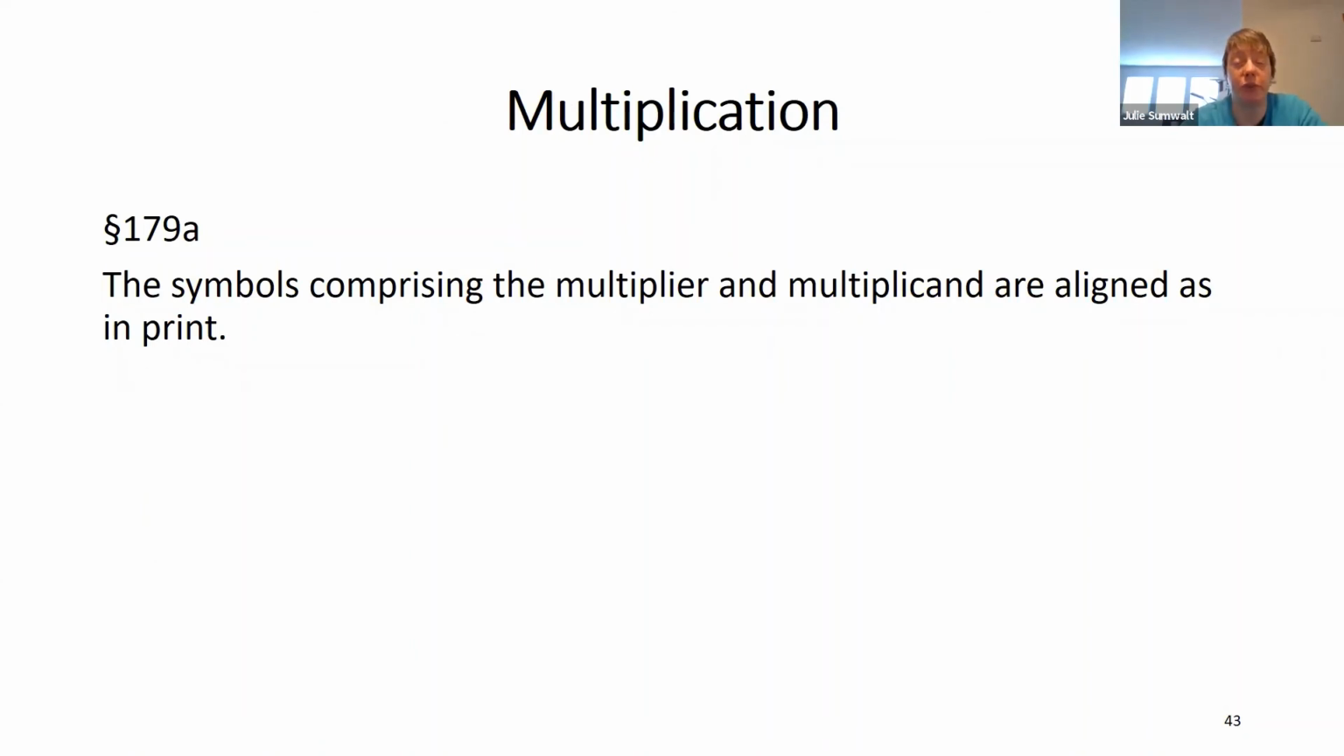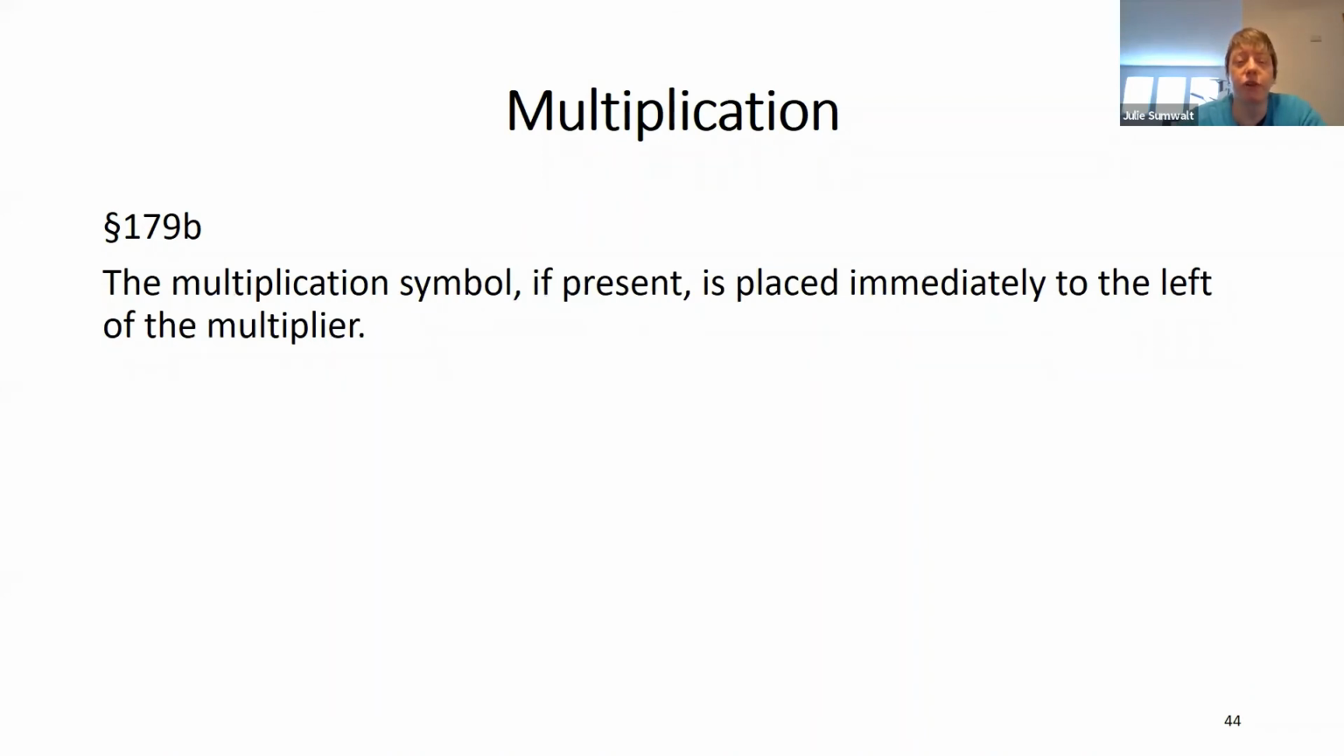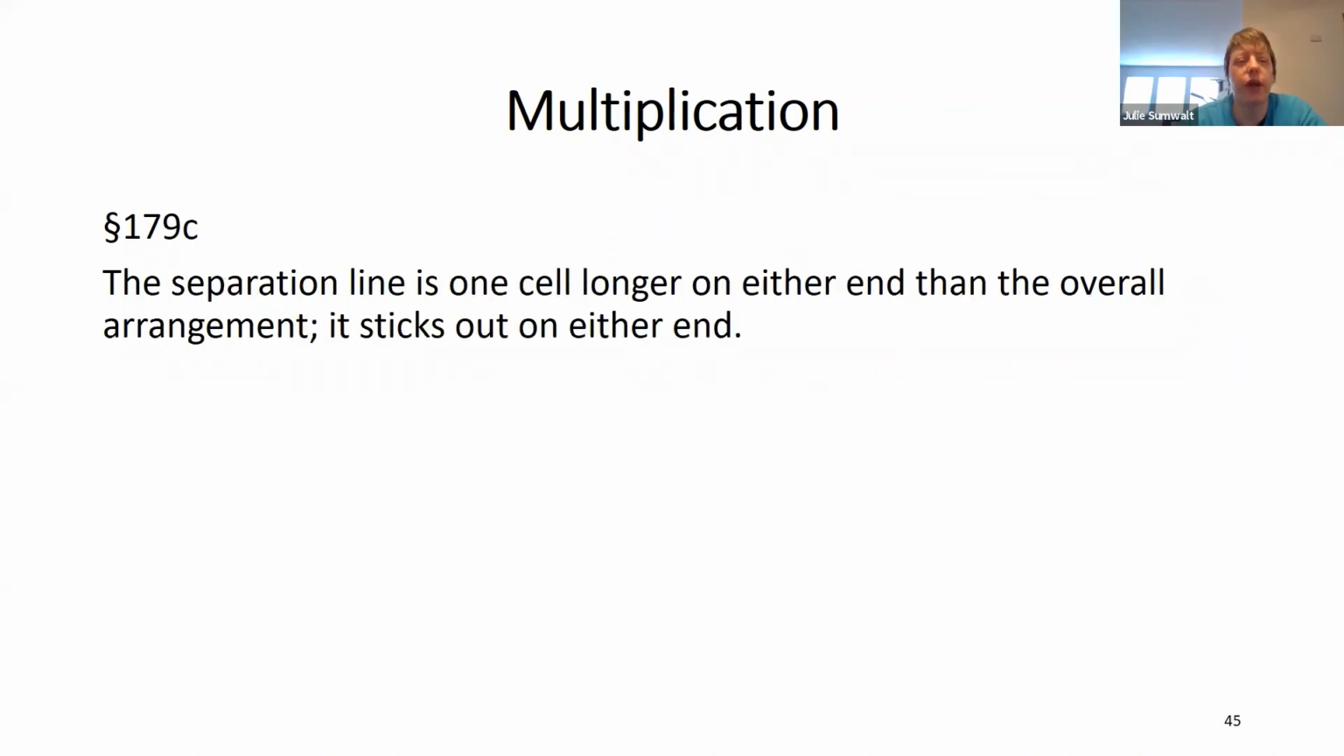Multiplication is different with spatial arrangements. The symbols comprising the multiplier and the multiplicand are aligned as in print. The multiplication symbol, if present, is placed immediately to the left of the multiplier, so it does not need to be sticking out to the left. The separation line still is 1 cell longer on either end than the overall arrangement.